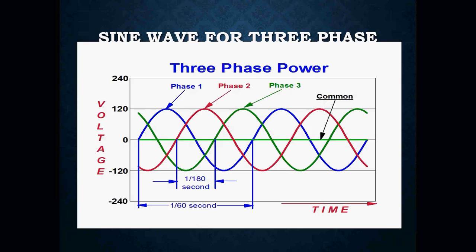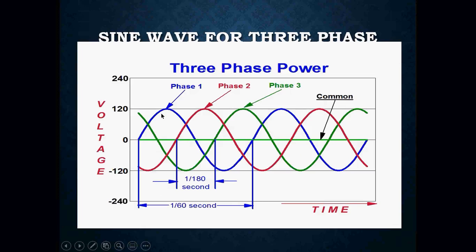So here's the sine wave of a three-phase alternating current. This is where we have three legs of power being sent into this unit, but they don't ever cross, or interact with each other, so to speak. They are all out of phase with each other.